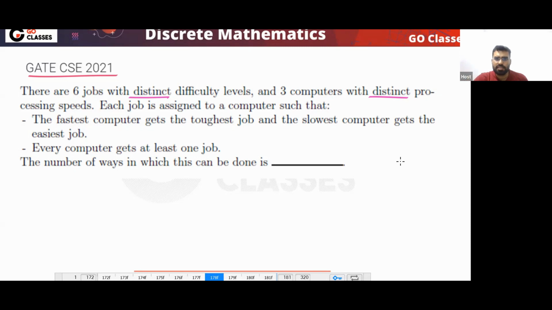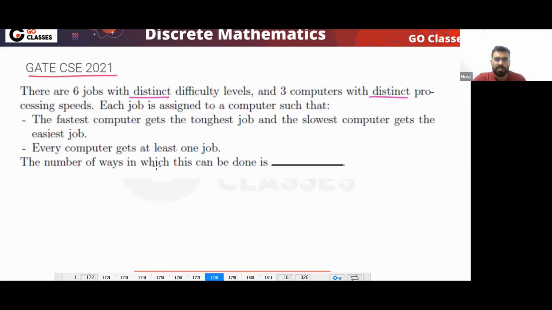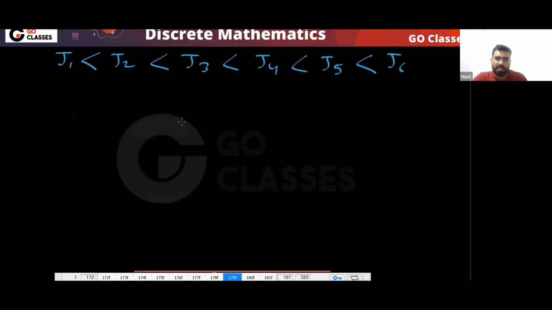So there are 6 jobs with different difficulty levels. There is J1, J2, J3, J4, J5, J6. They have different difficulty levels. Let's assume this is the difficulty level, so J1 is the easiest. You have 3 computers with distinct processing speeds: C1, C2, C3.